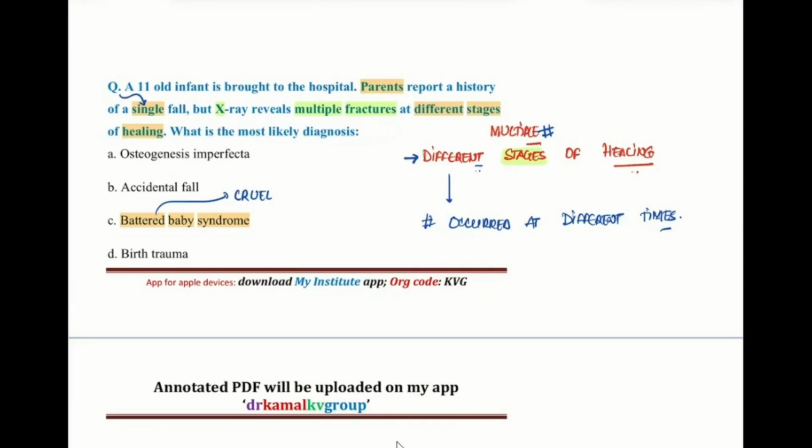So they will say that the child had a fall, but if there is a fall, the fracture would be either in a single bone, or even if the fracture is involving multiple bones, all the fractures will be in the same stage of healing. So all the fractures have to be in the same stage of healing if they occurred at the same time. But here different stages means they occurred at different times, and therefore that should raise the possibility of battered baby syndrome.